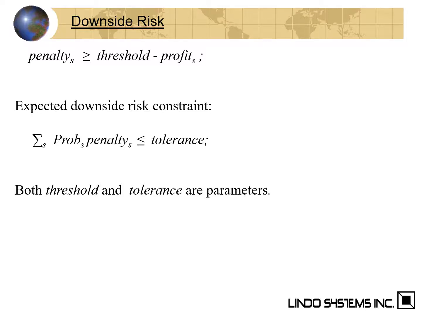So I'm going to compute a penalty value, which is the amount by which I fall short of my target. And I'll perhaps put a constraint on that or put a weight on it in the objective function. Here I'm suggesting that we put a weight on it so that we look at how much we fell short in every scenario, weighted by the probability of that scenario. That's the expected downside, and say that has to be less than or equal to some tolerance. Both the threshold and the tolerance are parameters that you would input depending upon your taste for risk. And so let's look in a moment at how that might affect things in an actual optimization.